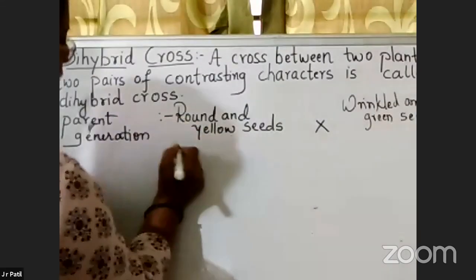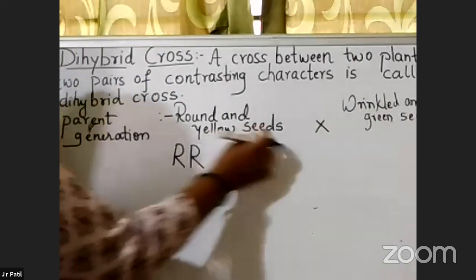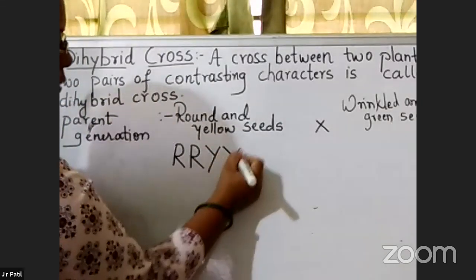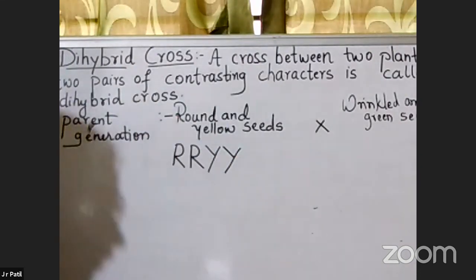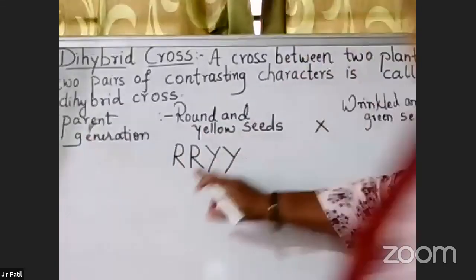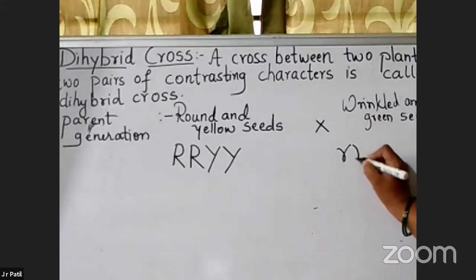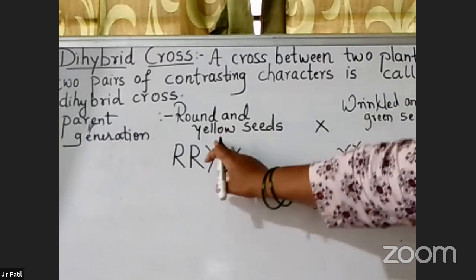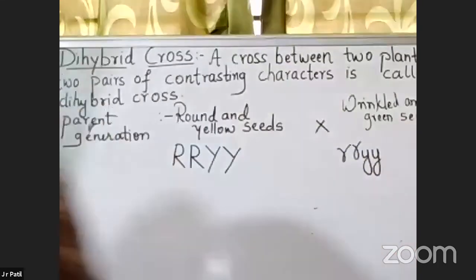Round means capital R, capital R. Yellow means capital Y, capital Y. This will be the allelic pair for round and yellow seeds. Same way, the small r of round is wrinkled, so small r, small r. And green is small y for yellow, so small y. Clear? Yes, ma'am. Okay, very good. Next.